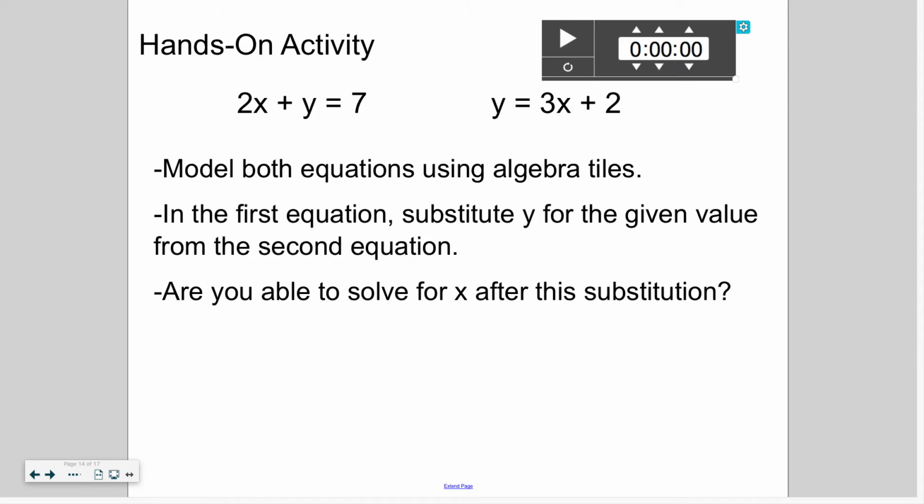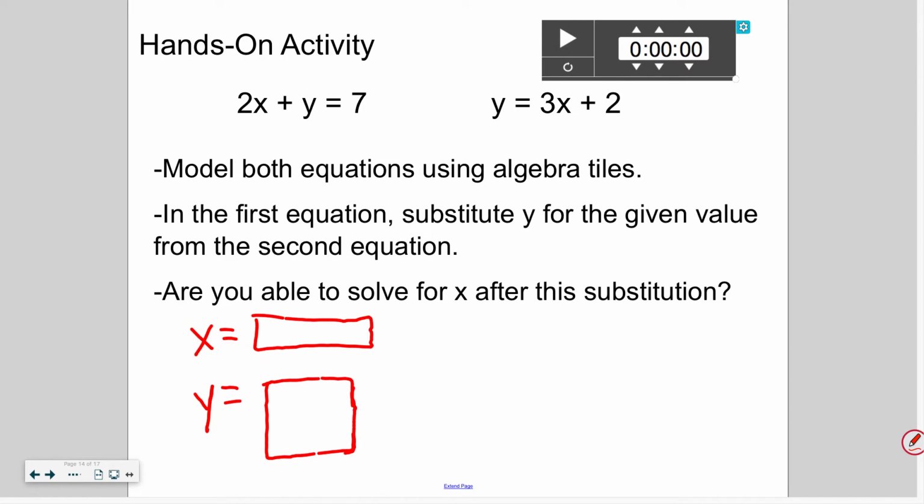For the purpose of this little hands-on activity, your x will be the rectangle as it always is. But your y is going to be the big square. That's normally x squared, but for the purpose of this, it's going to be the big square. And then your constant is going to be the little square. We'll kind of go through it together. You have 2x plus y equals 7. And then y equals 3x plus 2.